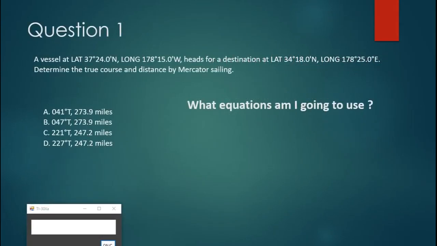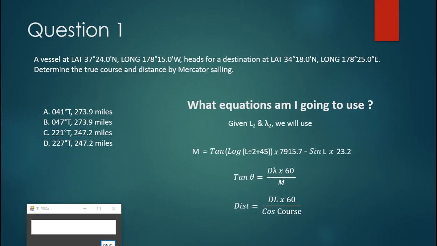Okay, so from here we're going to walk through one of each type of the questions that you'll see on your Coast Guard exam. Question 1 here: lat 37°24' north, long 178°15' west. You head for a destination at 34°18' north, 178°25' east. Determine the course and distance by Mercator sailing. The first thing you need to ask yourself is, what equations am I going to use? Well, given L2 and lambda 2, we'll use these two equations and of course the equation to find M.